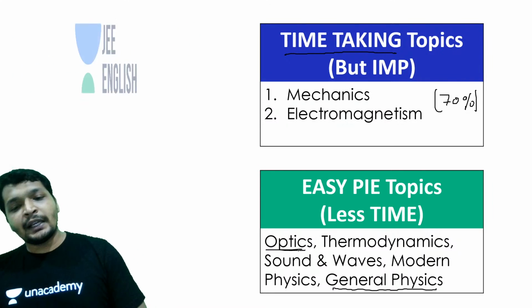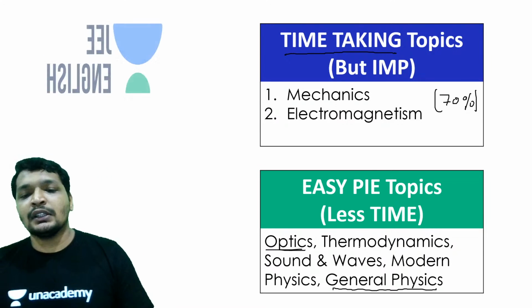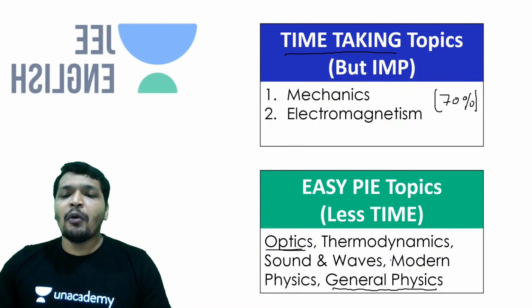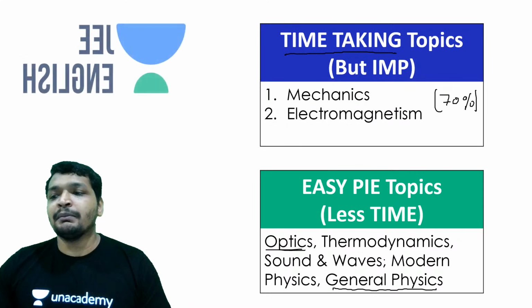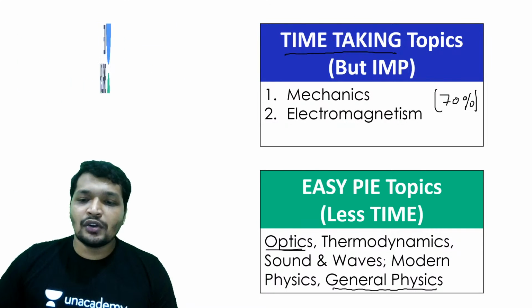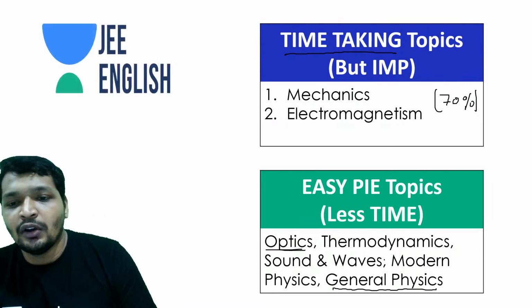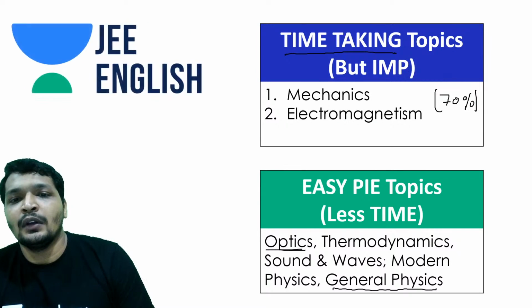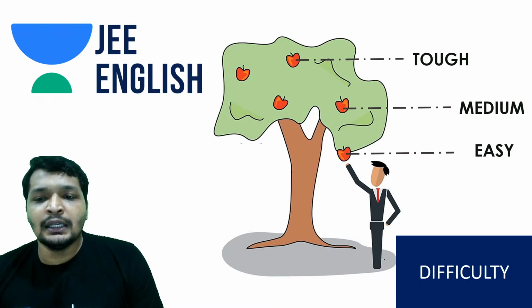Okay. Typically next would be optics, or let's say even thermodynamics can be sorted into this. Modern physics is also easy, but it depends. Some years it's one of the most asked topics, some years you have only 2 questions altogether in your paper. Okay, let's get into it then.